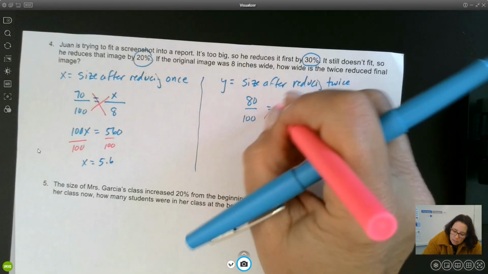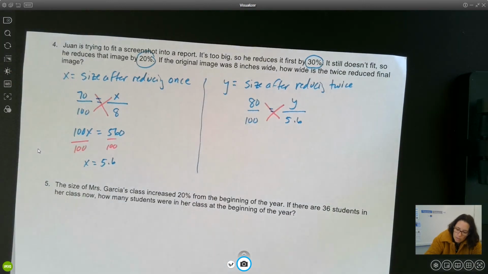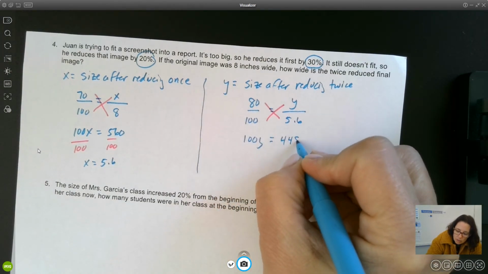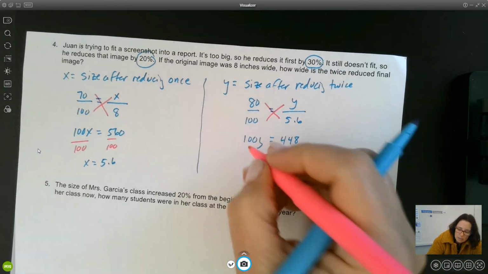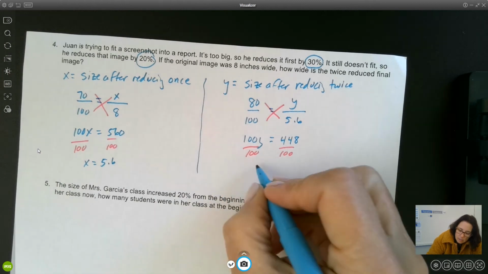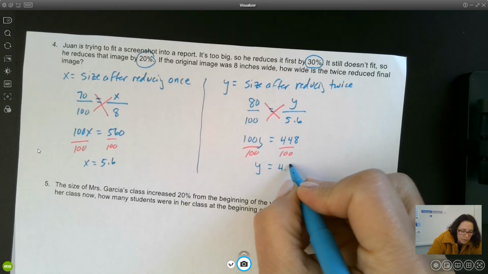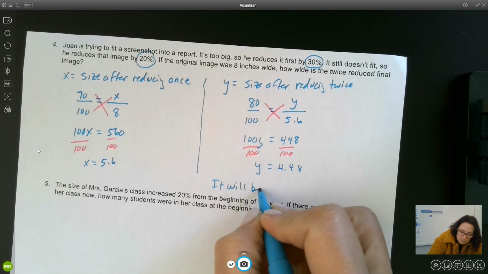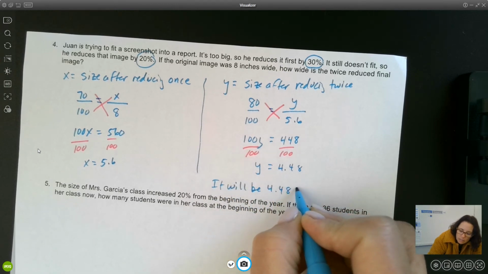That's tricky. Okay, so I get 100y equals, if you multiply those in a calculator, you get 448. Divide by 100, and you get 4.48. So it will be 4.48 inches.